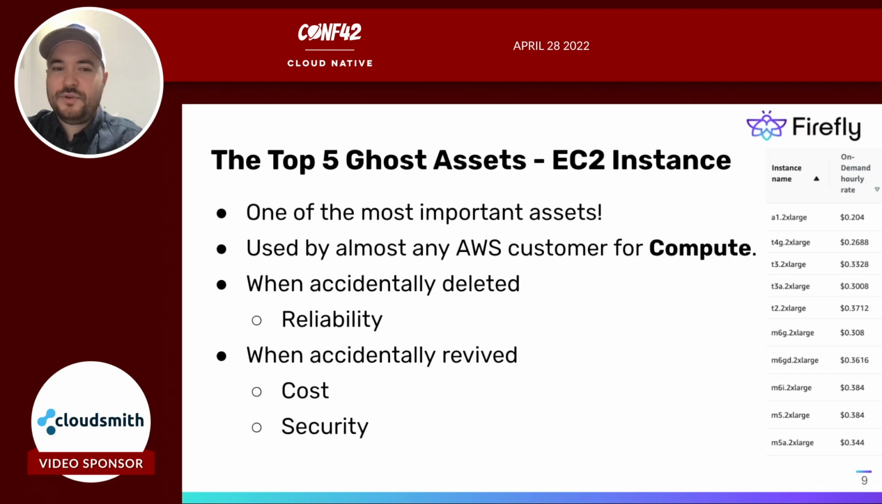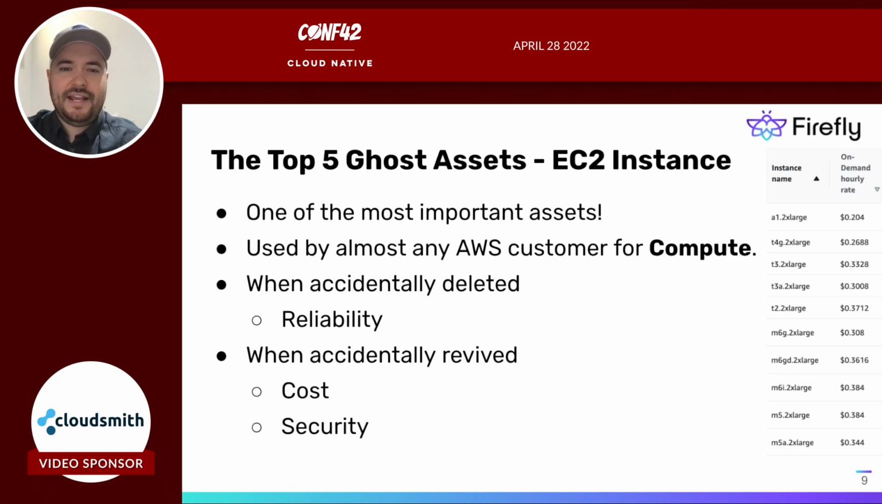So, EC2 instance is one of the most critical assets. It is used by almost any AWS customer for compute. Again, essentially a virtual server you can do anything with. It was also the second service AWS introduced back in August 2006, second only to the S3 storage service.